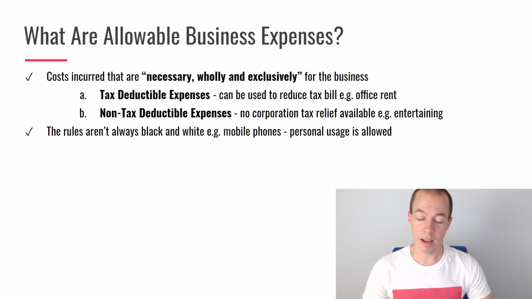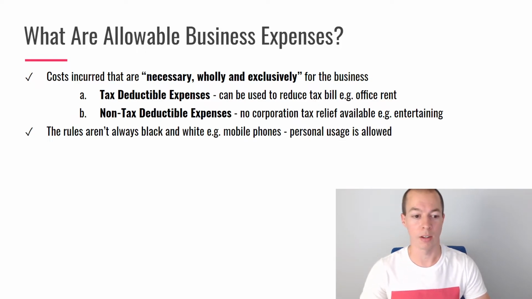The rules aren't always black and white, as I just said. So for example, mobile phones, you're allowed some personal usage, but you can put them through as a 100% tax deductible expense. And there are many, many other grey areas. So always discuss these with your accountant to see whether there are savings to be made.